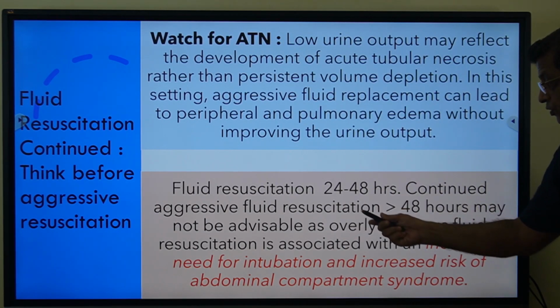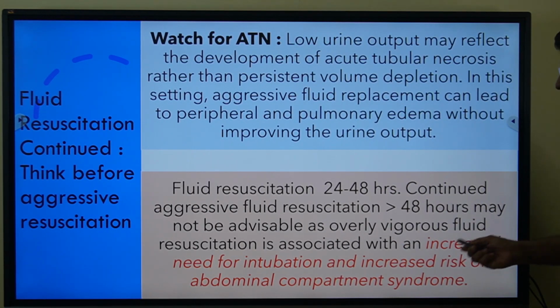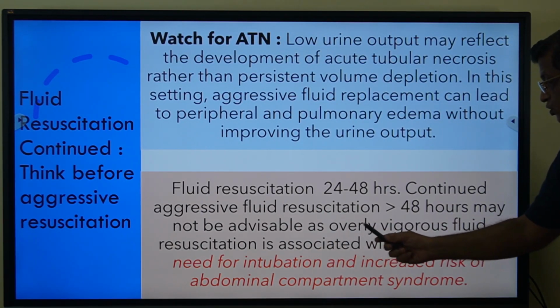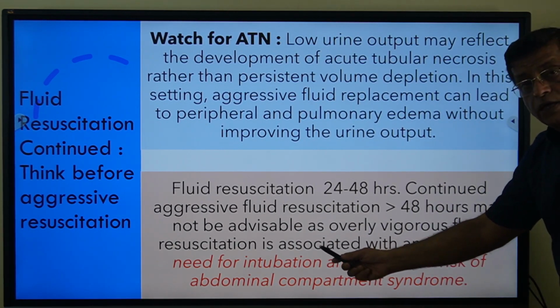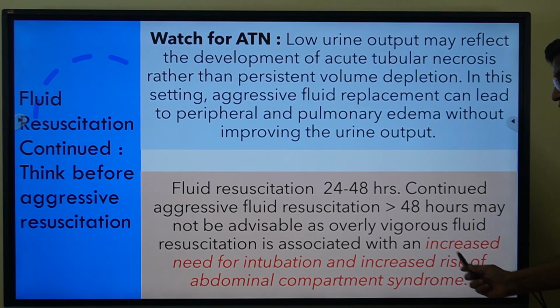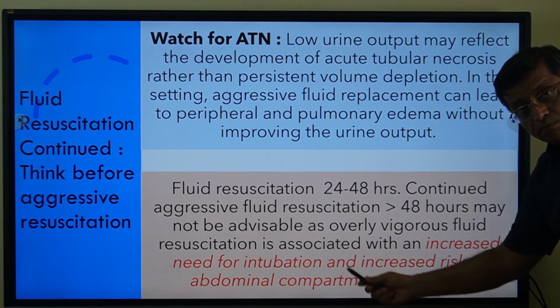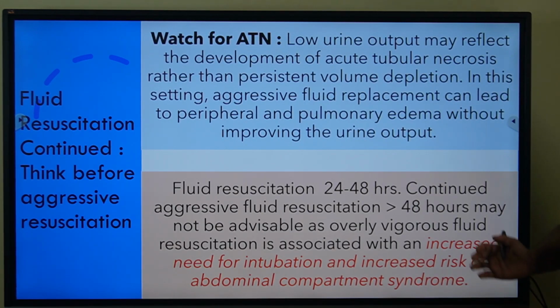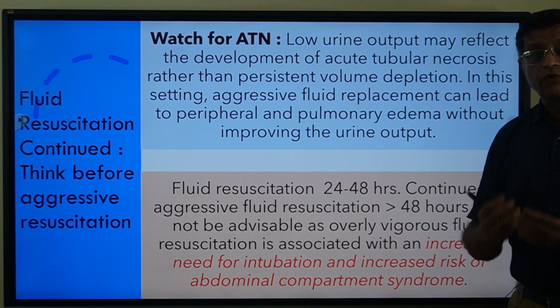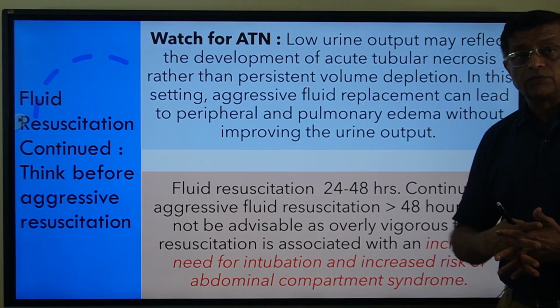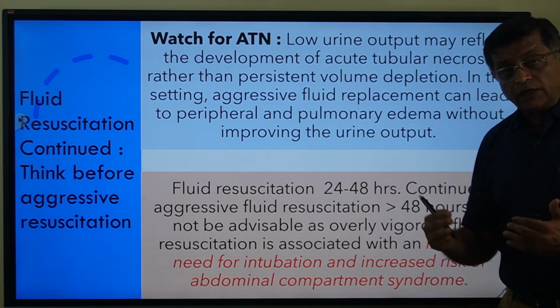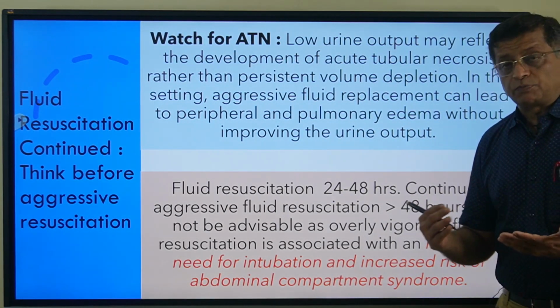Fluid resuscitation usually continues for 24 to 48 hours. Continued aggressive fluid resuscitation for more than 48 hours may not be advisable, as overly vigorous fluid resuscitation is associated with an increased need for intubation and an increased risk of abdominal compartment syndrome. So do not give fluids aggressively for more than 24 to 48 hours, otherwise there may not be a mortality benefit. In fact, you will increase the problems.